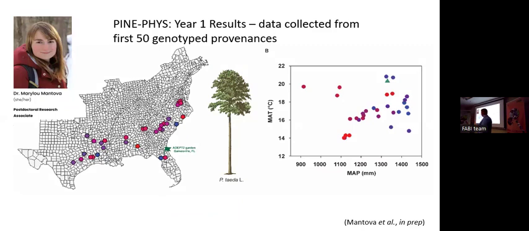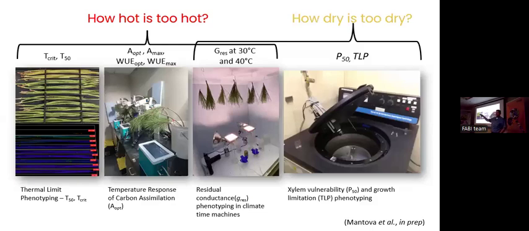She went out and sampled 50 of these provenances. In the first year of the project, we subsampled the total set of provenances to get ones that represented all the geographic and climatic variation that exists across the range. So we think this is a pretty representative sample. And then we did the thing. We did thermal limits. Now I'm showing you the cassette we made to hold pine needles instead of broadleaves.